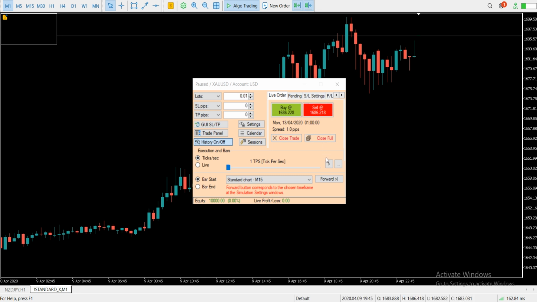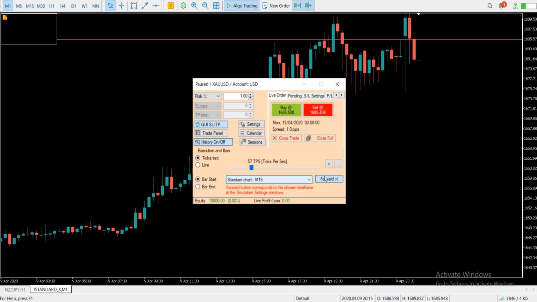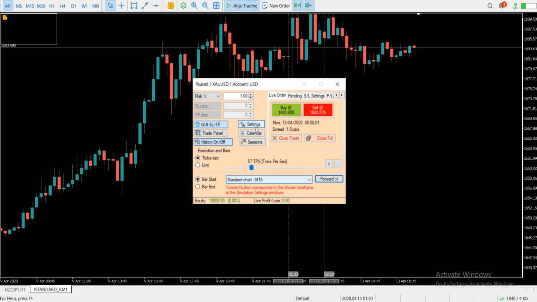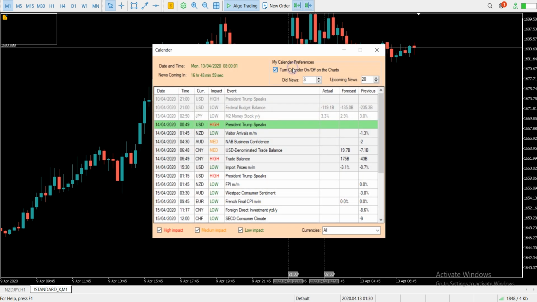Okay, so before starting this, let's do some settings. Set it to risk. I will only risk 1% per trade. Set it to GUI, SL and TP. Let's forward the candles to 8 o'clock because that's when I start trading from, pre-London timing. I don't need these news lines, so I can turn it off.